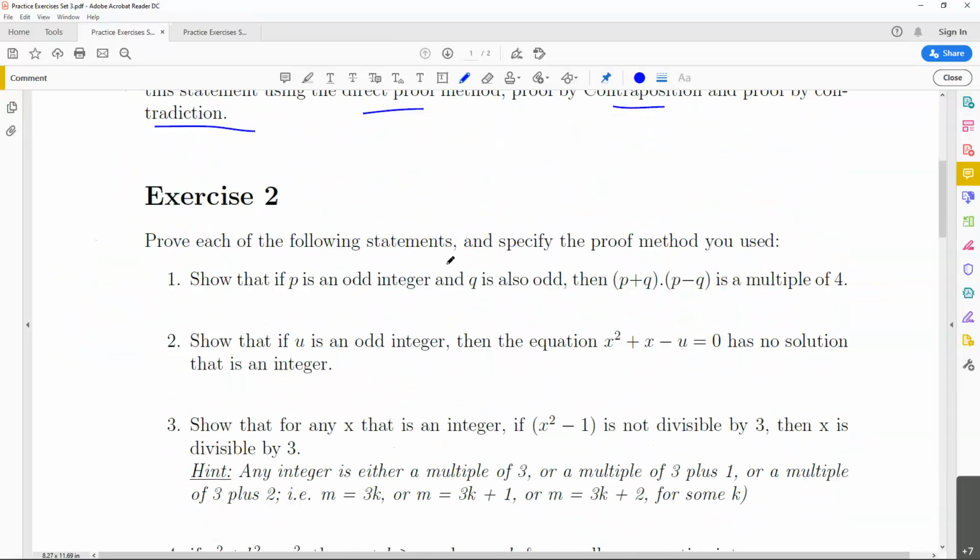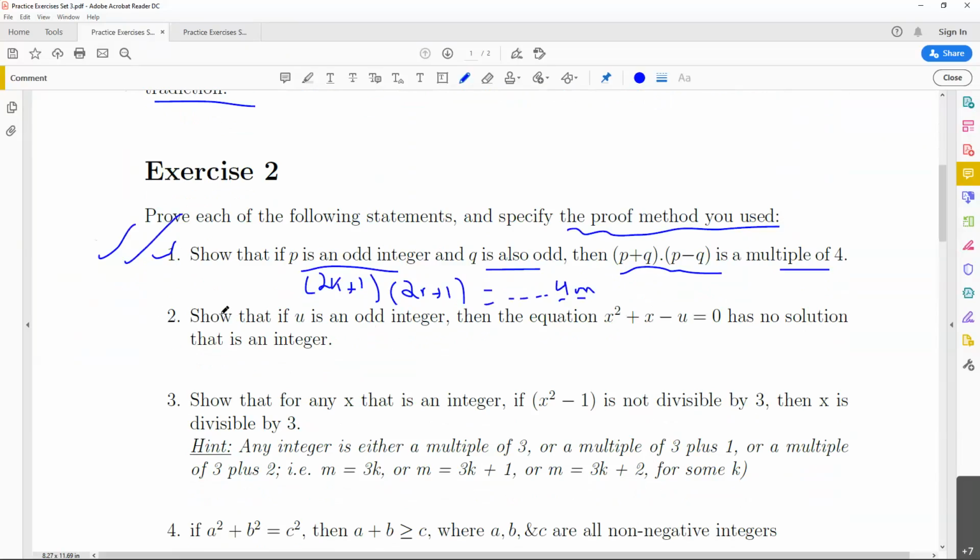Problem two. Prove each of the following statements and specify the proof you used. Number one is easy enough. Show that if P is odd and Q is also odd, then this multiplication is going to be a multiple of 4. I won't dive into this because it's just expansion. So you have P is some 2k plus 1, something that's odd. And you have Q is, let's say, 2r plus 1. Another thing that's odd. Just multiply them and you have to reach at the end 4 times something. That's how you know that it's a multiple of 4. If you have a problem with part 1, let me know. So this is direct proof.